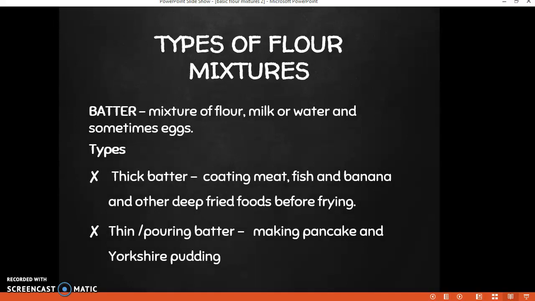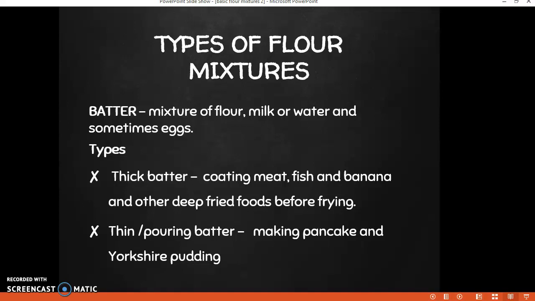Now we will look at some of the types of flour mixtures. We will start by looking at batter. If time permits us, we'll continue. Batter is a mixture that is used in making pancakes, and it is done by using flour, milk or water, and sometimes eggs.